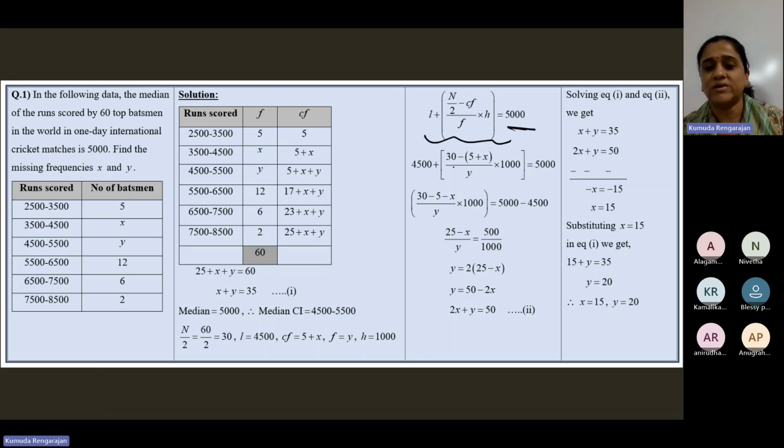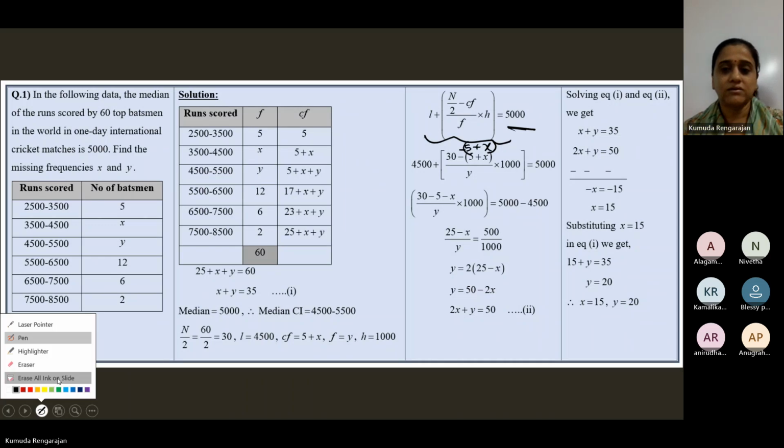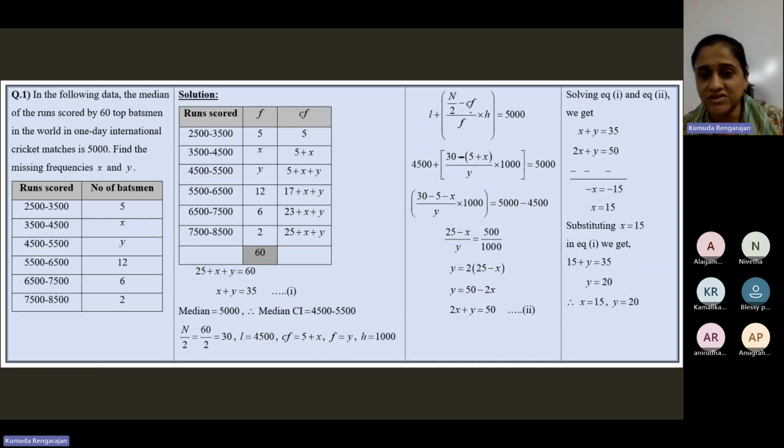This one is 5,000, the median. Now substitute the values. Bhavishya, see, you just wrote minus 5 plus x like this. After the minus sign, you're writing an expression, so you should put it in a bracket. After the minus sign, CF is 5 plus x, an expression. If it's a plus here, no problem, even if you don't put the bracket. But with minus, put it in a bracket, 5 plus x. So in the next step it will become minus 5 minus x.